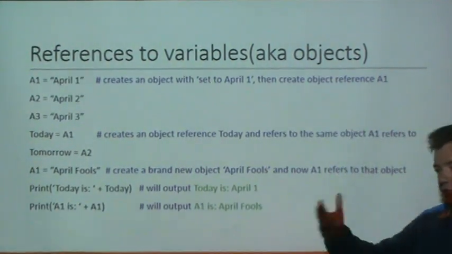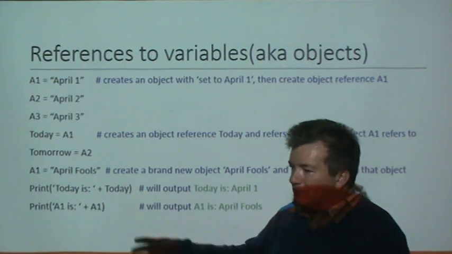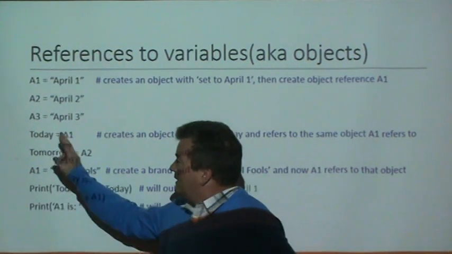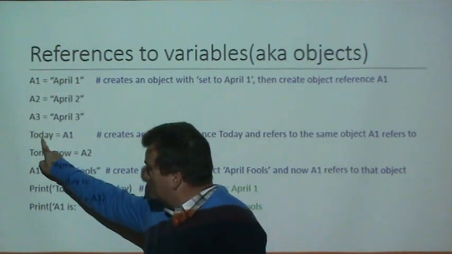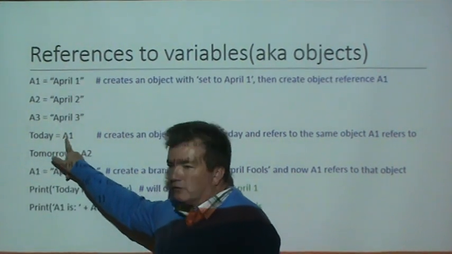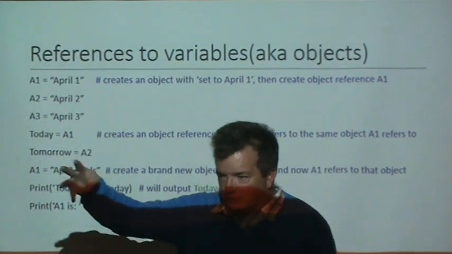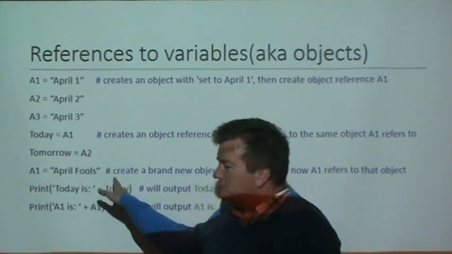Now I can come along and use an alias. Sometimes it's good to have a variable that is another name for an existing variable. So I could say today is A1. So let's say today is April 1st. So I have a variable called today, and that refers to A1, which is the string April 1st. So it's like today is April 1st. Therefore tomorrow is April 2nd.